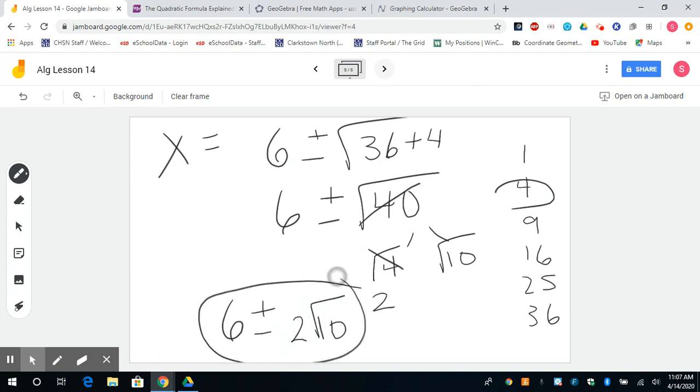If you were taking the Regents, or if you do have a final for this class, you may not see this as your answer. That's why you need to know how to simplify radicals. So that would be your answer, and those are your 2 solutions. You could separate them into plus and minus if you want, but you should know that there are 2 solutions. The quadratic will cross at 6 plus 2 radical 10 and 6 minus 2 radical 10, whatever that is as a decimal on the graph. Okay?